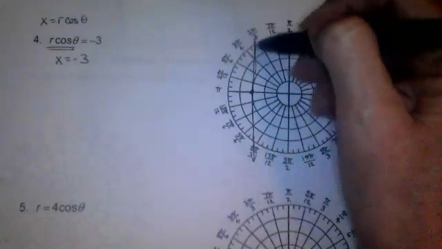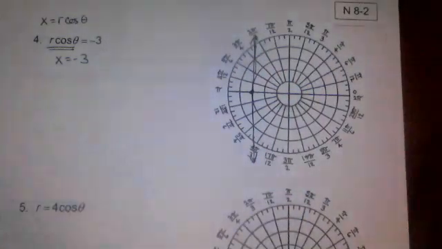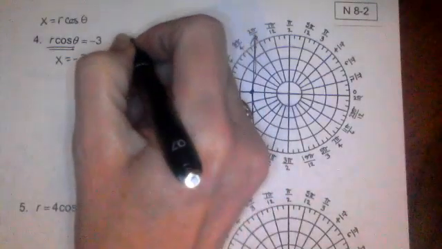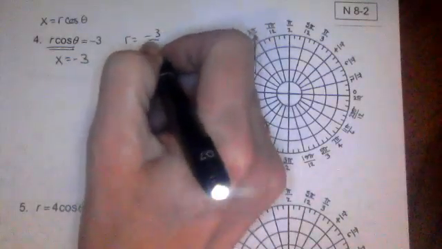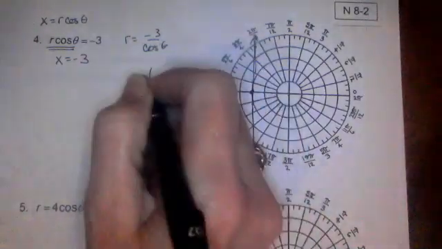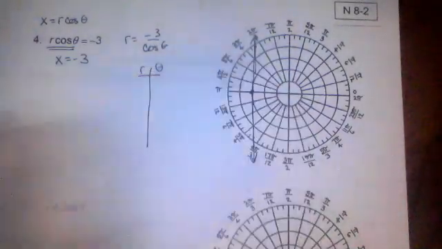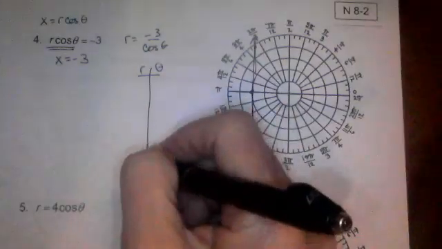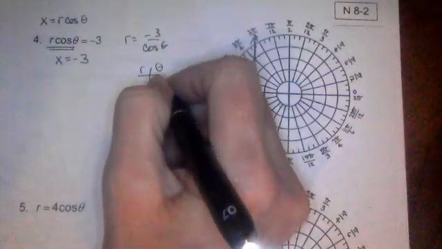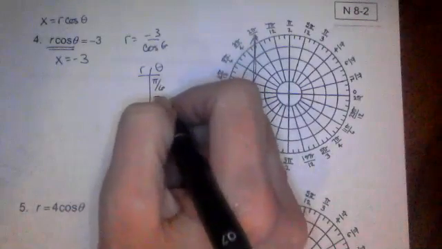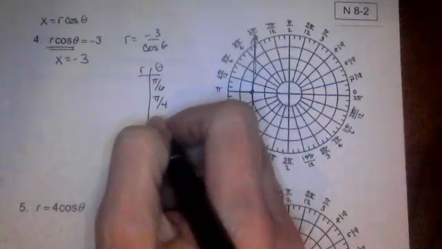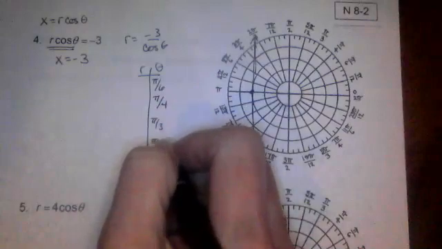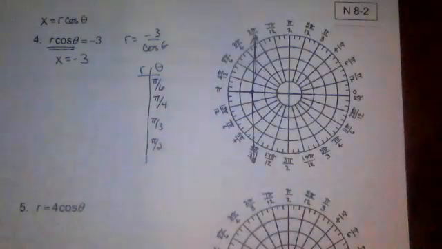Probably should get me a straight edge out, but there we go. Vertical line. Now we can do the same thing with this one. We could solve for r. r is going to equal -3 divided by cosine of theta. We can choose some values for theta. So again, if I were to choose pi 6, pi 4ths, pi thirds, pi halves, then I can type this into the calculator just like I did before. Just to save some time, I'm going to go ahead and give you these values.